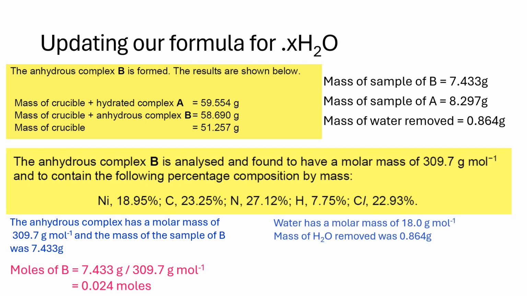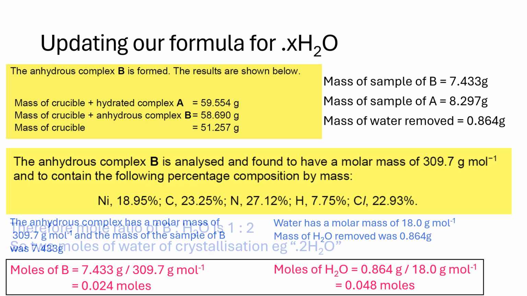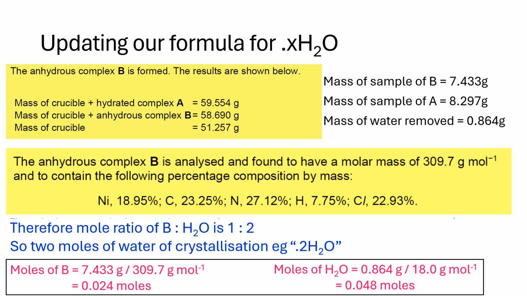Looking at the mass of water removed, water has a molar mass of 18 grams per mole, so dividing one by the other gives you 0.048. So it's pretty clear from those two numbers that it's a 1 to 2 mole ratio. So essentially, .2H2O needs to go on the end of our final answer.